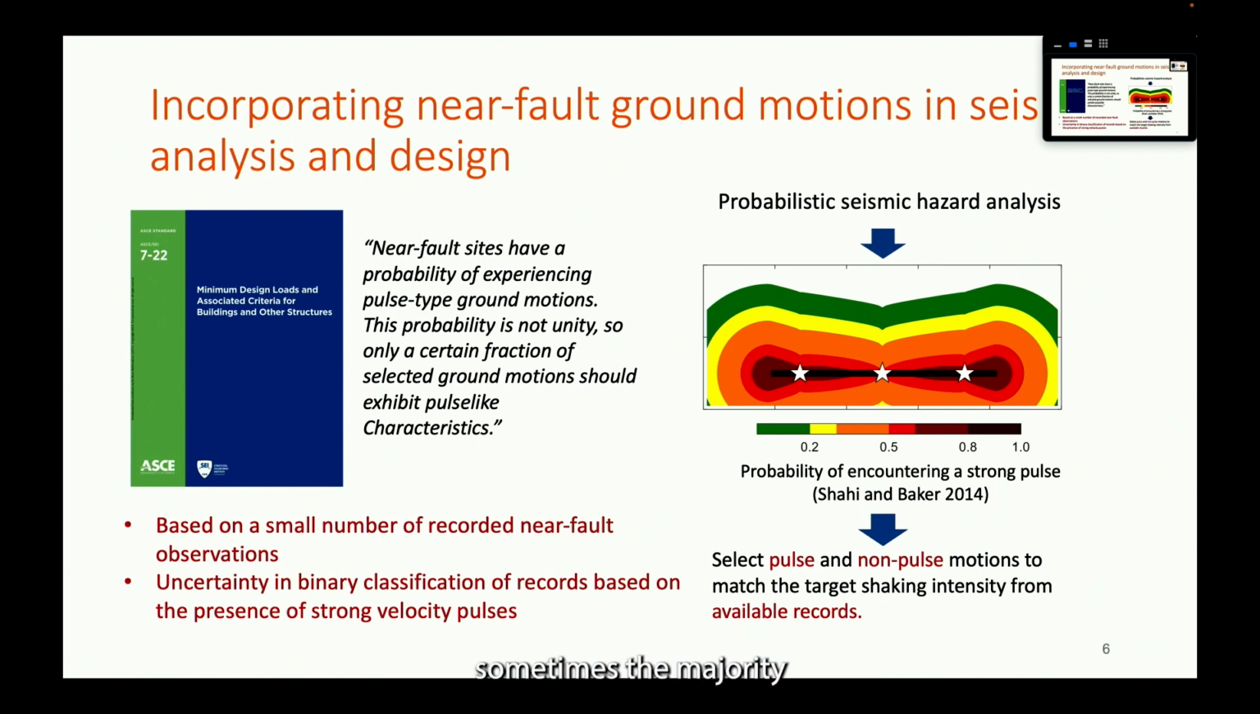In addition, the majority of those methods, in addition to what we see in the code, are trying to classify or represent a continuous phenomenon of increasing intensity as a binary on and off kind of classification. So it's either a pulse ground motion that has a strong pulse or a non-pulse ground motion that doesn't, where in reality it's a much more continuous phenomenon and their effect on the structure is the same.